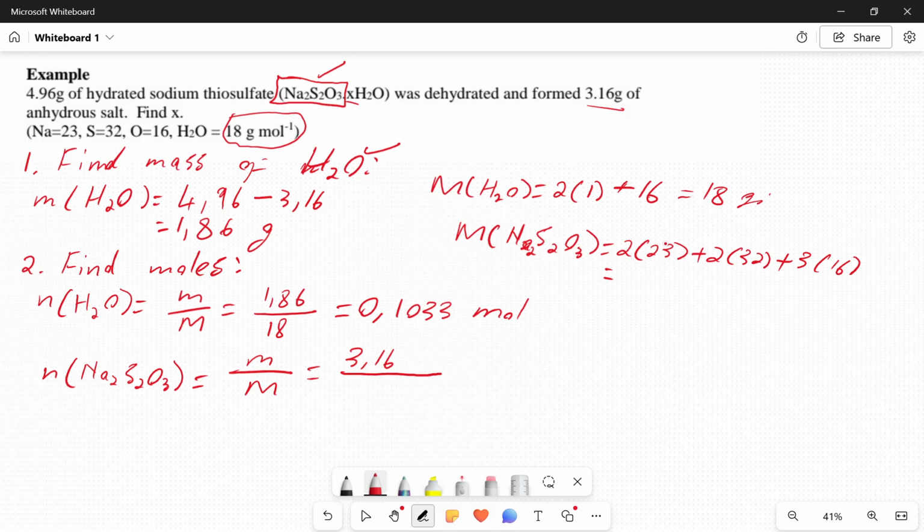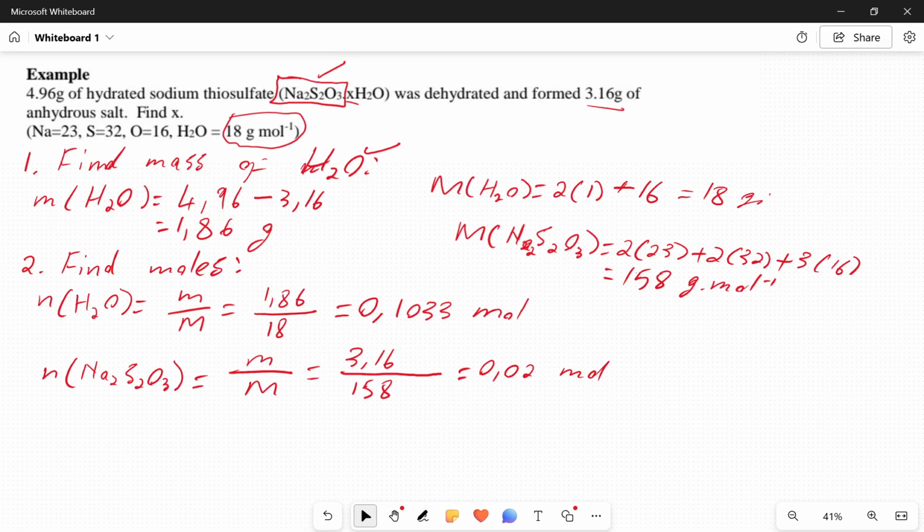So when I add all of these numbers, the answer I get is 158 grams per mole. Once I have this, I'm gonna put it here. That's my molar mass, 158 is equal to, and then from there I'm gonna say 3,16 divided by 158, and the answer I get is 0,02 moles.